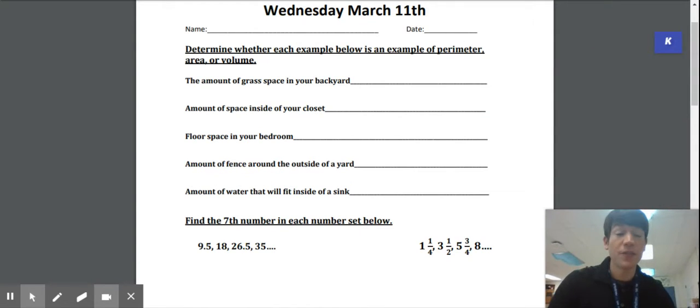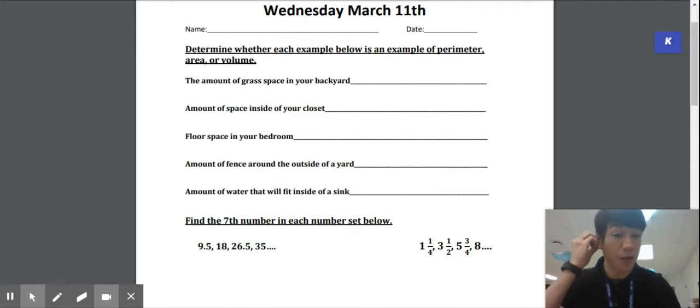Today we're going to be starting by talking about perimeter, area, and volume. Now, just as a reminder, when we're talking about perimeter, area, and volume, perimeter is the distance around the outside of something. Area is the amount of space inside of a two-dimensional or a flat object, and volume is the amount of three-dimensional space. So we're talking about a length, a width, and now we have a height for volume.